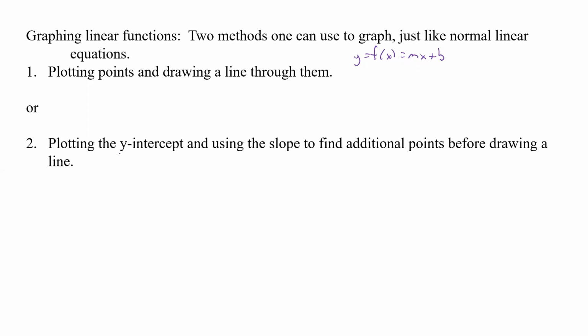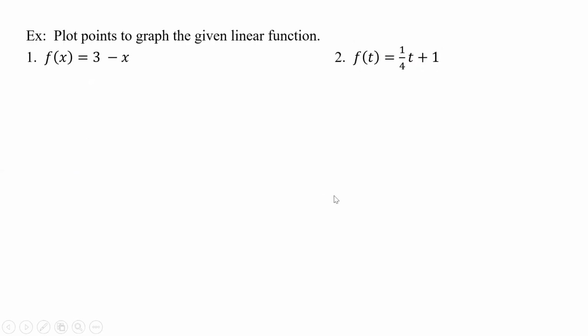Okay. So one way is plotting points and then drawing a line through them, and we get our line. Or we can plot the y-intercept, whatever our b is, and then use the slope, our m, to find additional points before drawing a line through those points. So both ways work, and it kind of depends on how the problem is set up. Or what they ask for, really, because they're going to usually be set up the same way.